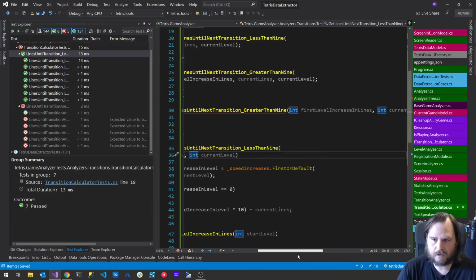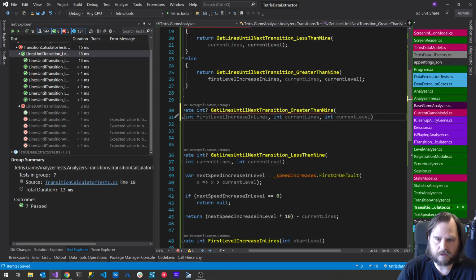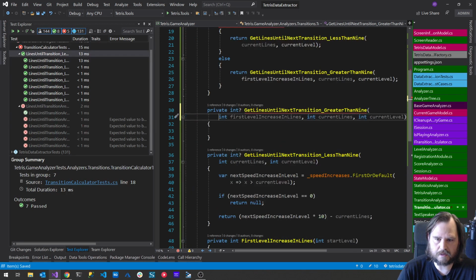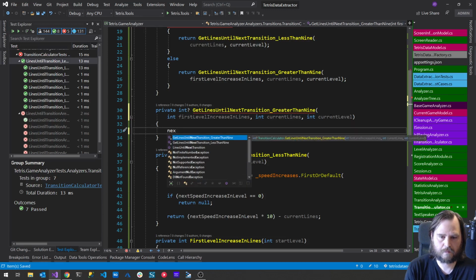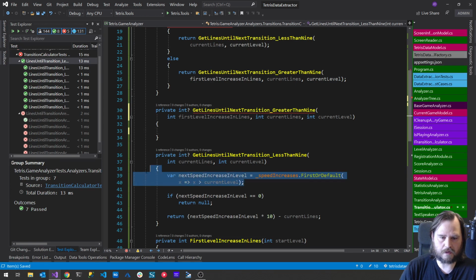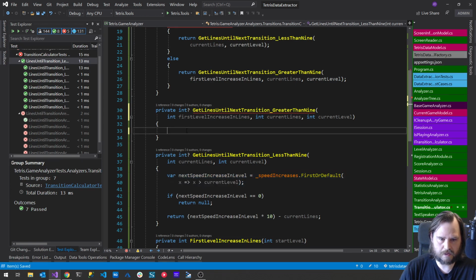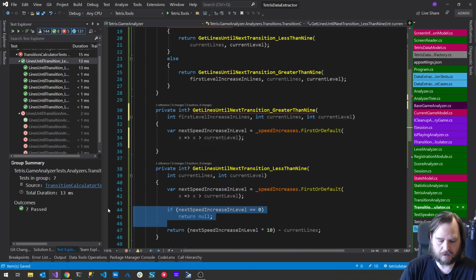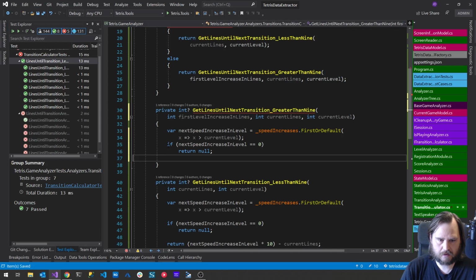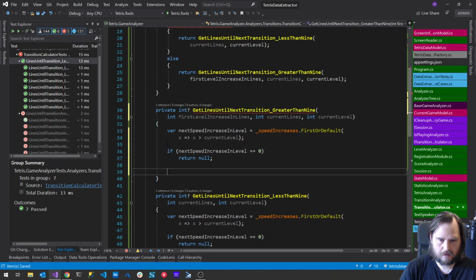Okay, so in this case, we have our first level increase in lines, our current lines, and our current level. So we're going to do this. The first speed increase is going to be the same. We're again going to have this same check. Here's where everything either lives or dies.